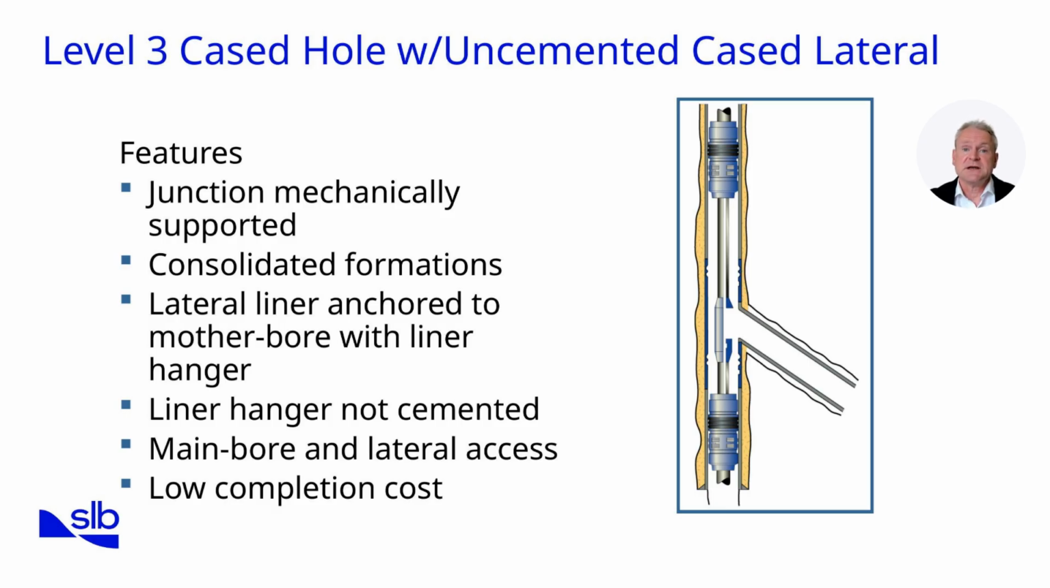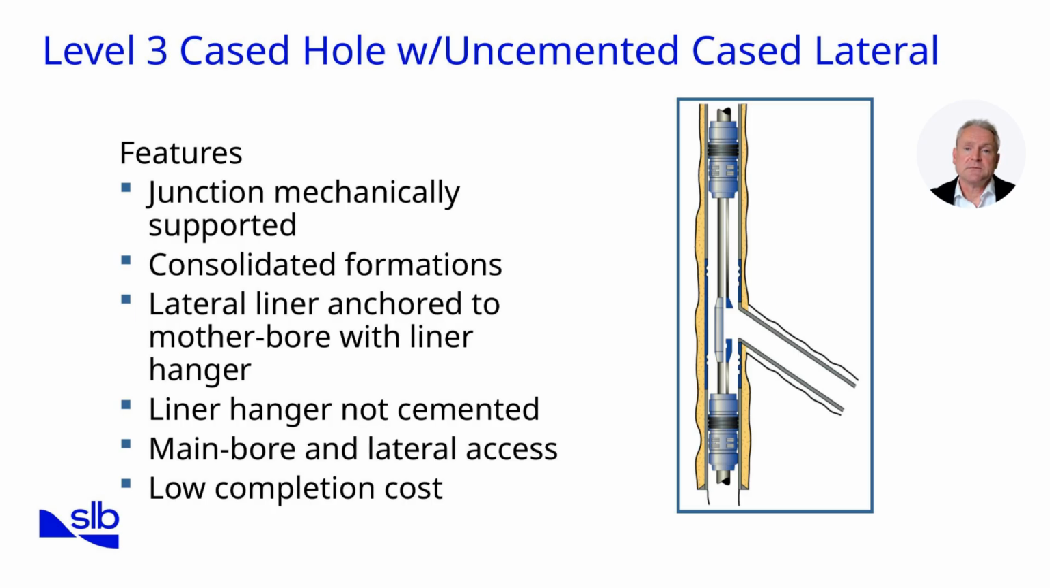The advantages are clear. Intervention becomes easier, and re-entry into both bores is possible. Costs remain relatively low since the liner hanger avoids the expense of full cementing or pressure isolation. The limitation is that hydraulic integrity is not achieved. Fluids can still communicate across the junction.